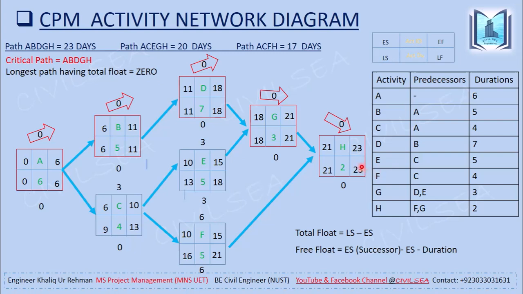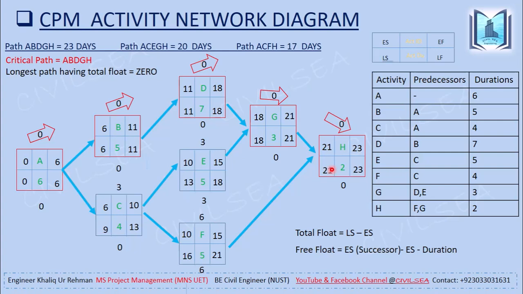In the forward path, the duration is added, and in the backward path the duration is subtracted from the late finish. So 23 minus 2 is equal to 21. That will become the late start. Late finish minus duration is equal to the late start.